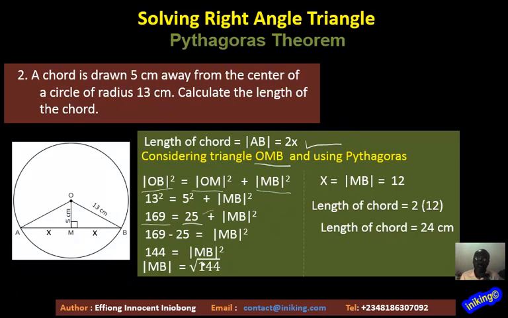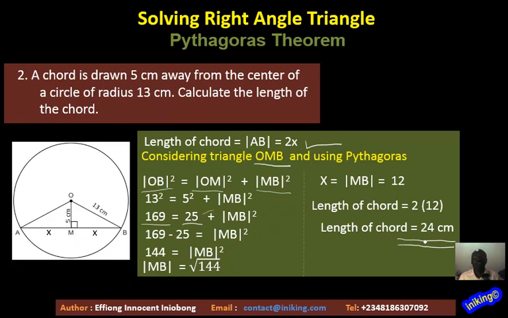Take note, that is not the length of the chord yet. That's just the length of X. The length of the chord should be twice that. And that gives us length of chord equals 24 centimeters. Could it ever be easier? I don't think so. I'm very sure we are okay with this.